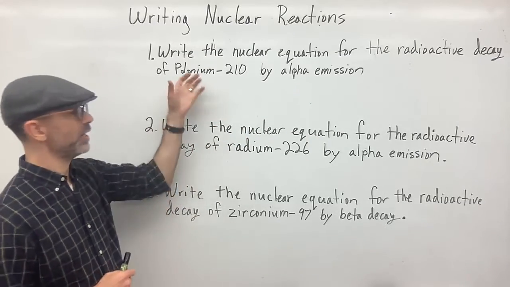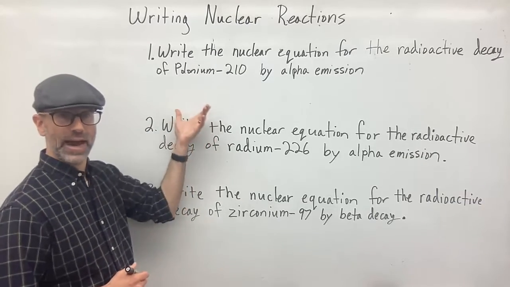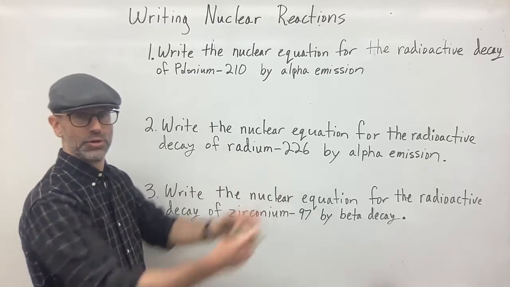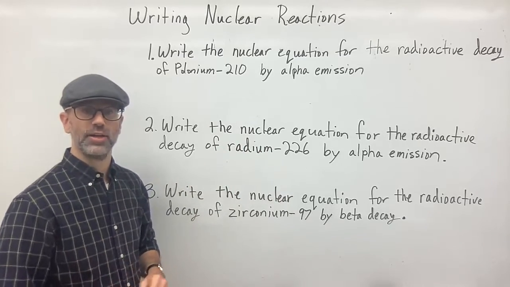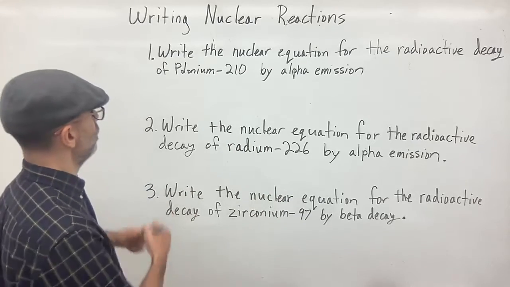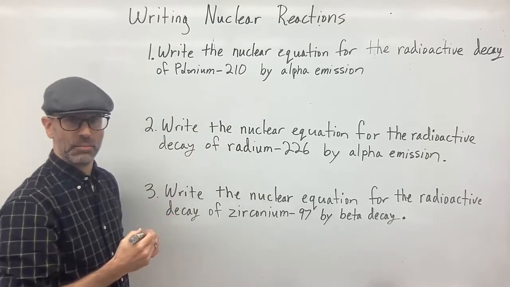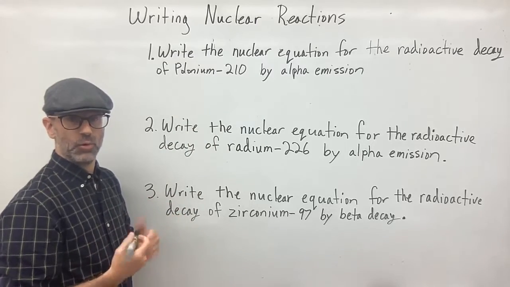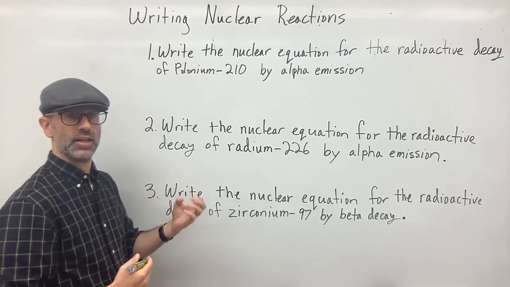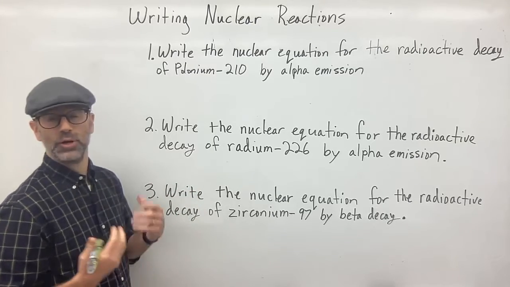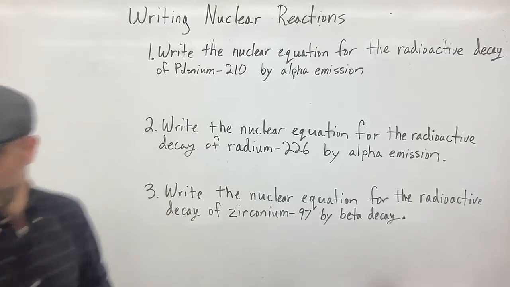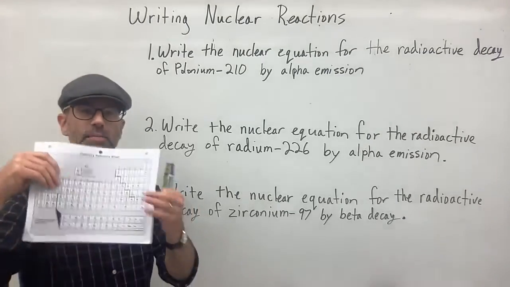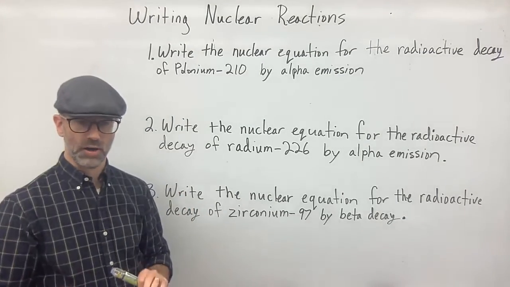What you do is begin with what you're given. This is our reactant. We're starting with polonium-210, and it's going to break apart and produce some products. One of those products is an alpha particle. 210 is the mass number. When we write our symbols for these elements, we need to know the mass number and the atomic number as well, and we're going to need our periodic table. So here I have a periodic table so we can do our work.